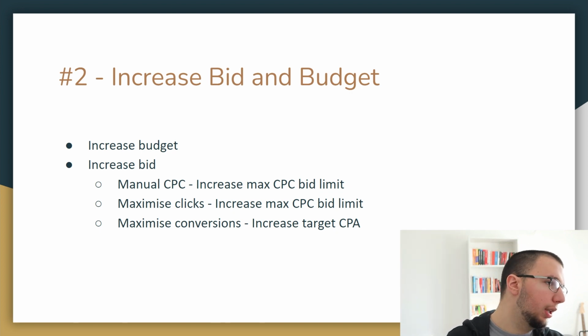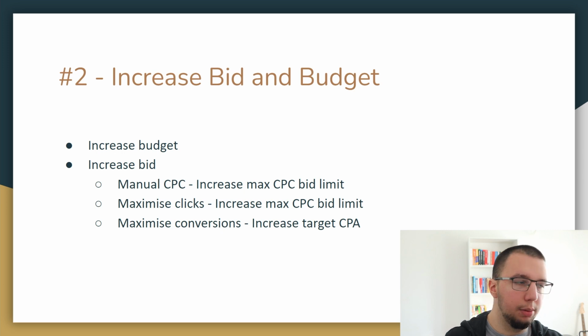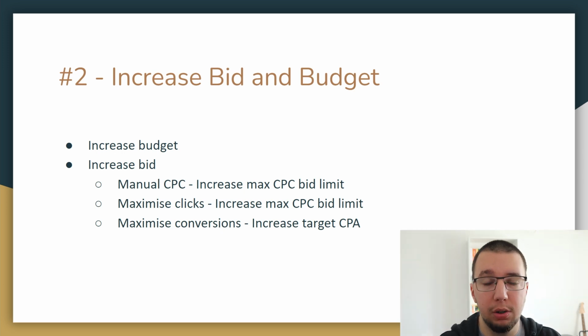So right here I've written 3 different scenarios. So if you're using a manual CPC bidding strategy, you should increase your max CPC bid limit, which means you should increase the maximal amount you're willing to pay for each click. If you're using maximize clicks, you should do the same. And if you're using maximize conversions, you should increase your target CPA.